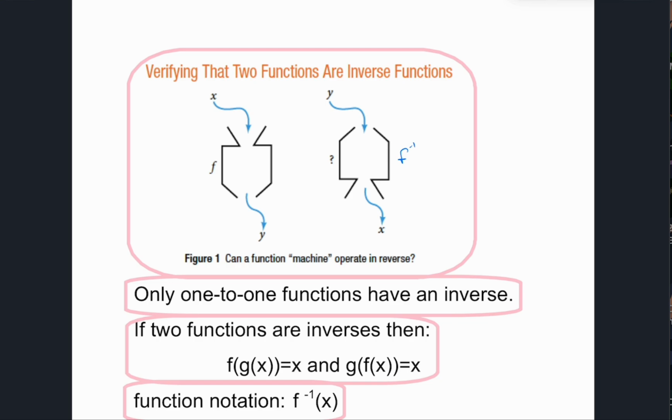Now, only one-to-one functions have an inverse, and two functions are inverses if, when you compose them, you get x both ways. So f of g of x will get you an answer of x. g of f of x will get you an answer of x. Now, the reason that happens is if I stick x into a function, it becomes a y, and then if I stick that into an inverse, it becomes an x again. Or I can go the opposite way. If I stick y into an inverse, it becomes an x. If I stick that x into a function, it becomes a y again. So it reverses the process.